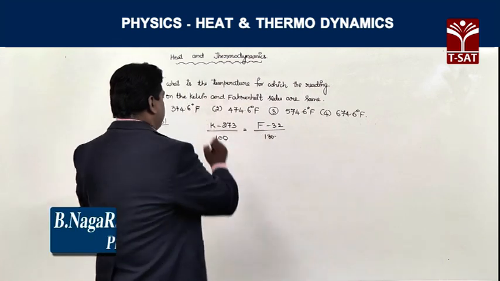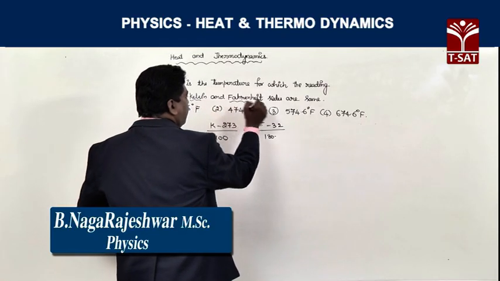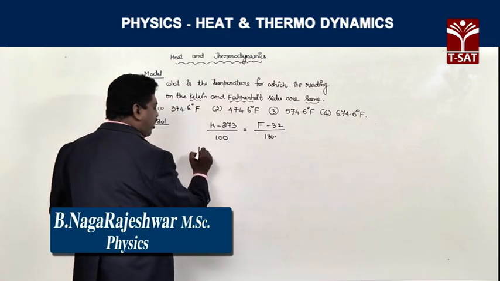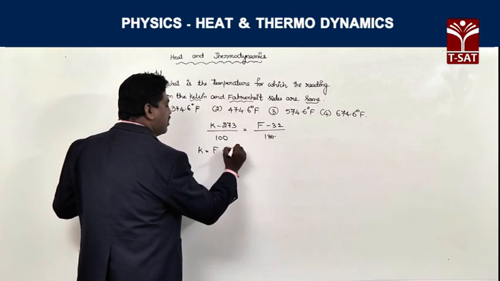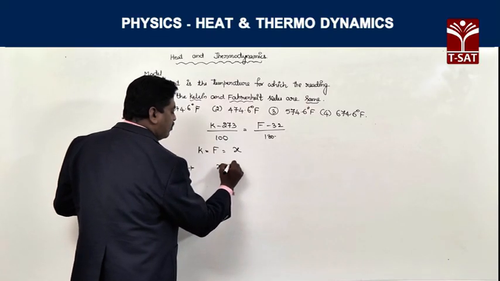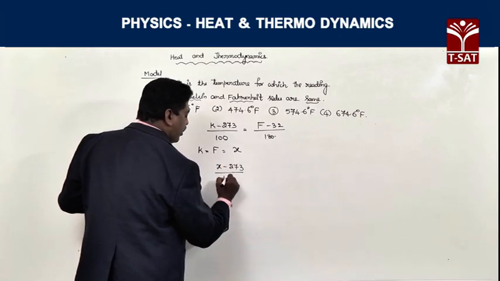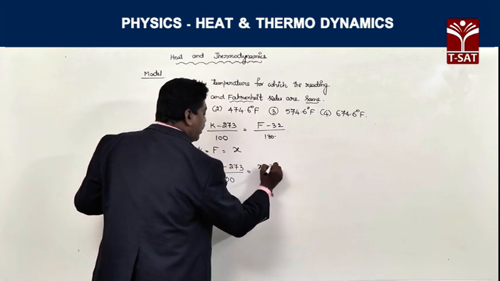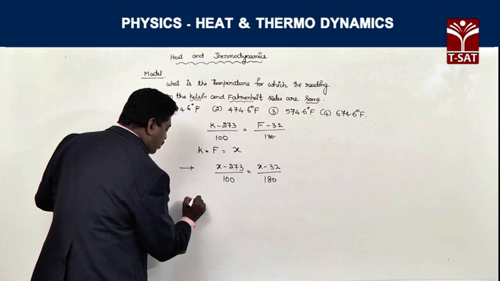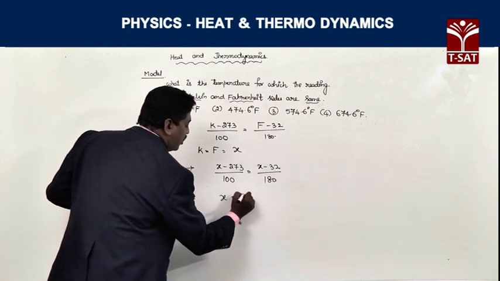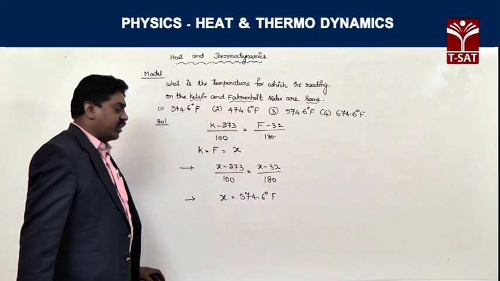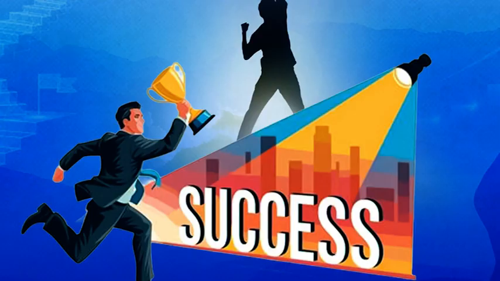In the problem, the Kelvin and Fahrenheit scales have the same value. In such a case, we can write K equal to F equal to X. Then we have X minus 273 by 100 is equal to X minus 32 by 180. On simplifying this, we get X equal to 574.6 degree Fahrenheit. Now, let us consider another model.